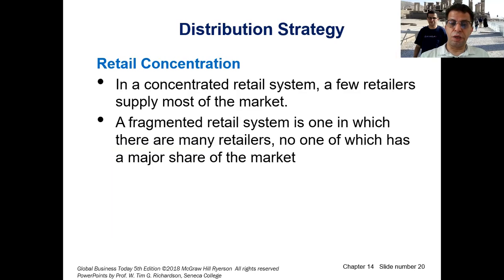The retail concentration. In a concentrated retail system, a few retailers supply most of the market. So a few retailers, like we see here in the supermarket, dominate the market. A fragmented retailer system is one in which there are many retailers, and none of which has a major share of the market. And usually we count the top four retailers, how much do they take of the total sales.